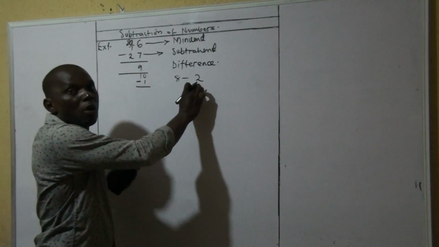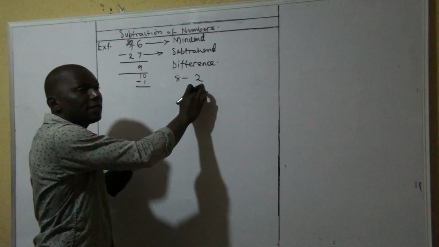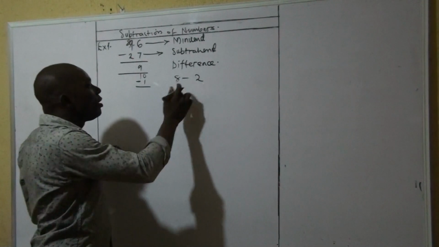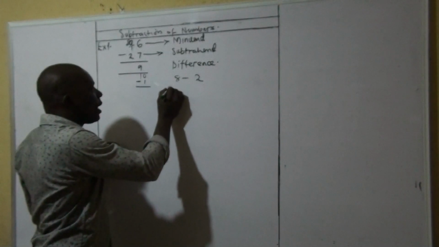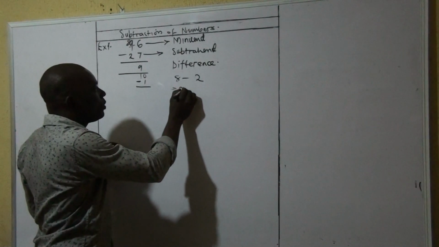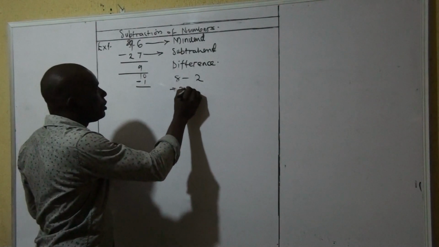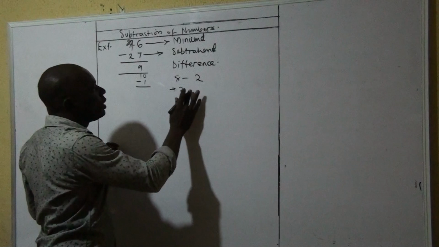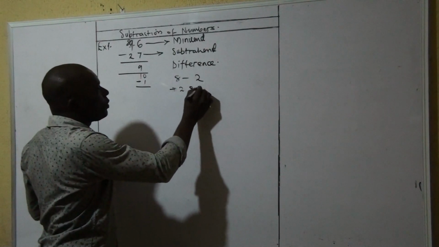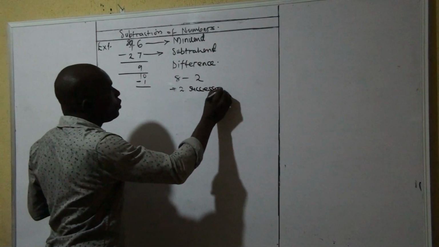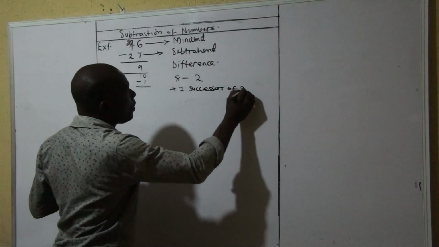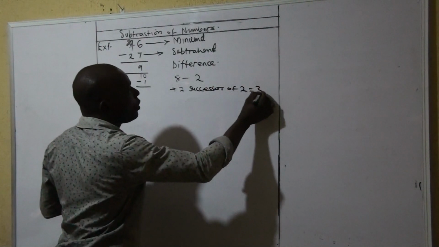If we are starting with our minus, our subtractand, then we'll look for the successor. So we identify our subtractand, which is now 2. This is the subtractand. It's 2. Then let's look for the successor. What will be the successor of 2? The successor of 2 as a whole number is equal to 3.